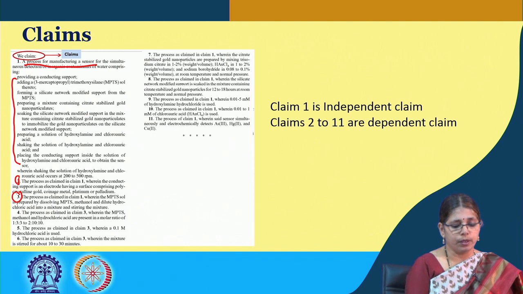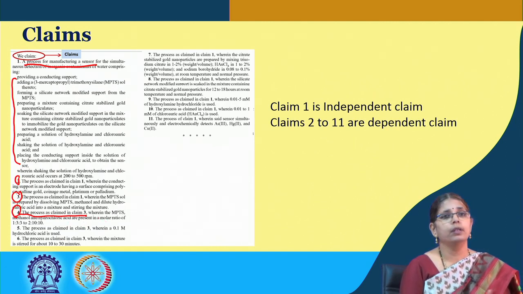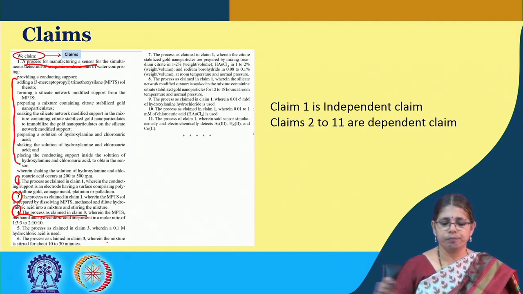That is, it is referring to claim 1 and the aspect of it is being described. Similarly, claim 3. Now, claim 4 is dependent on claim 3 because one aspect of the process is being discussed in relation to claim 3. So, it starts with the process as claimed in claim 3, wherein MTPS, methanol and hydrochloric acid are present in a given molar ratio. So, this is how claims are actually sequentially placed in a particular application in order to understand how the features of the invention are captured.